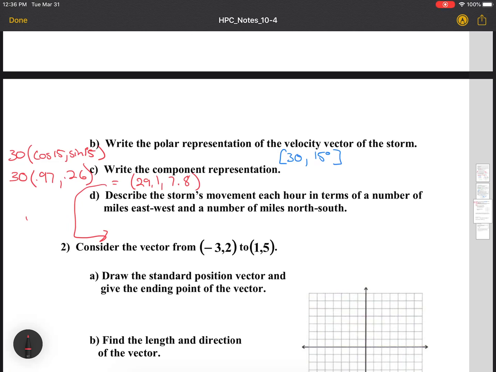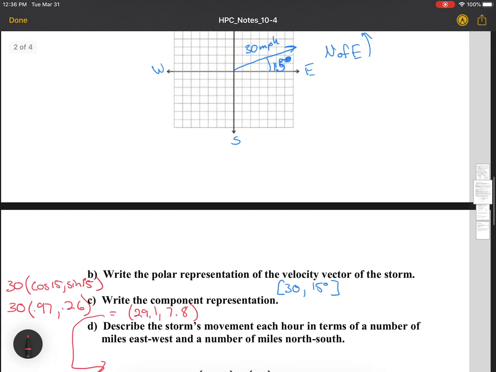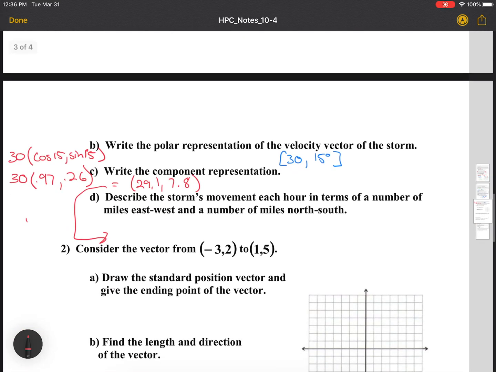So all they're saying is we're going positively 29.1. So we're going to go down the x-axis 29.1. In this case, the x-axis is east. So we're going to say, hey, we're going 29.1 miles east. And the next part we want to determine in terms of north and south. We're going to say, hey, I'm going 7.8 miles north, right? Because that's a positive y value, positive v2 value, so we're going up or north 7.8.